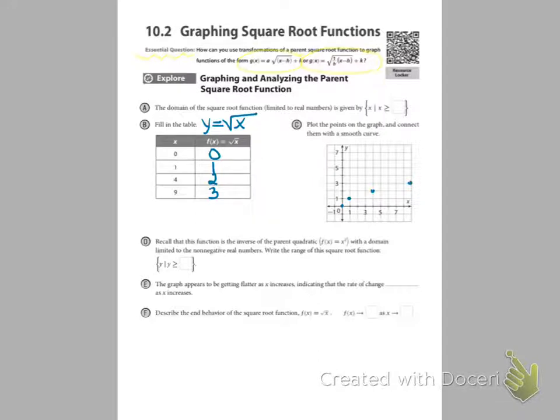And we can, again, see basically that reflection of one side of the parabola, x squared, over the line y equals x. And so that's the square root of x. That's the parent function for the square root of x.